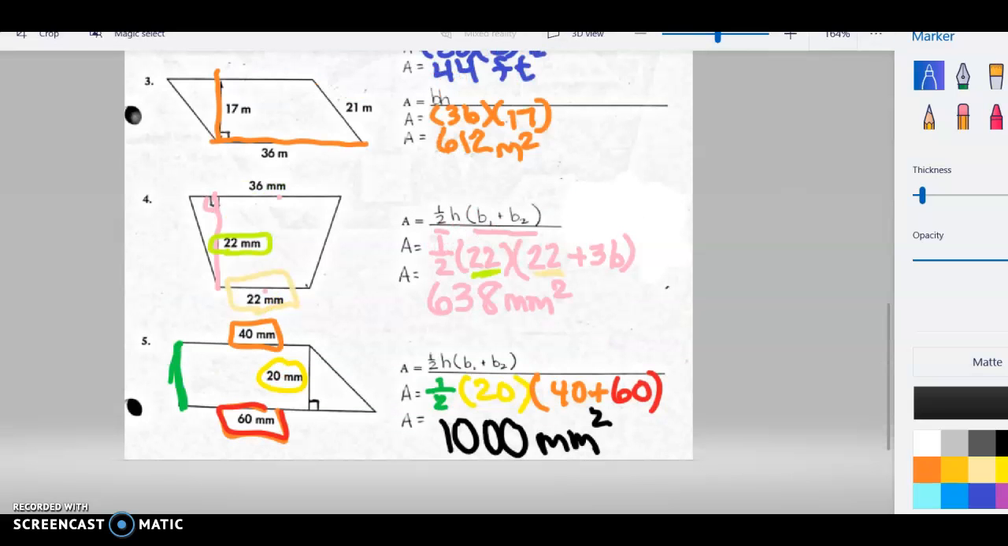Okay, well, I hope that helps you understand some of these formulas a little better. Honestly, area is just a matter of practice. So get as much practice as you can, and you'll get better at it.